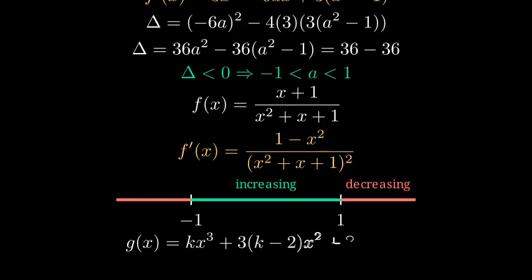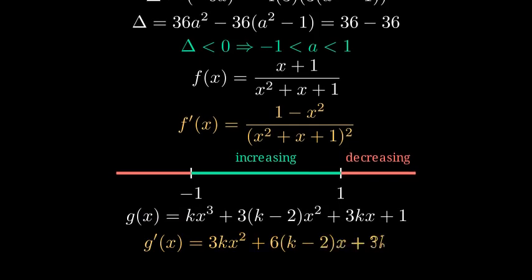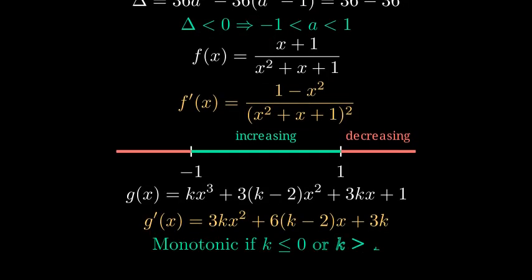Problem 3. The function is g of x equals k x cubed plus 3 times k minus 2 x squared plus 3k x plus 1. We compute g prime and require it to keep one sign for all real x. Here is the derivative. Using the discriminant and sign analysis for the quadratic derivative, the monotonic condition becomes k is less than or equal to 0 or k is greater than or equal to 4.